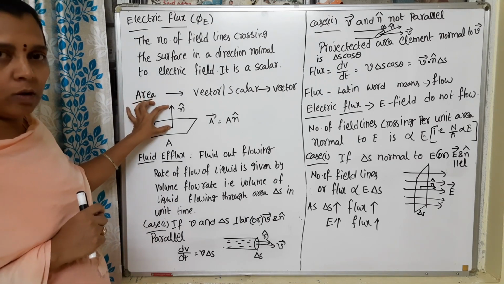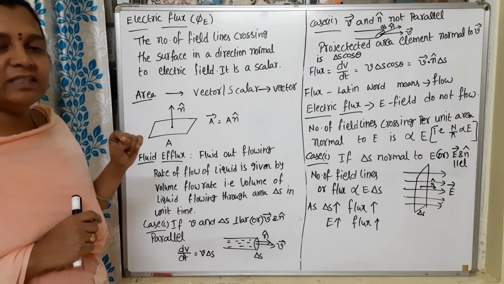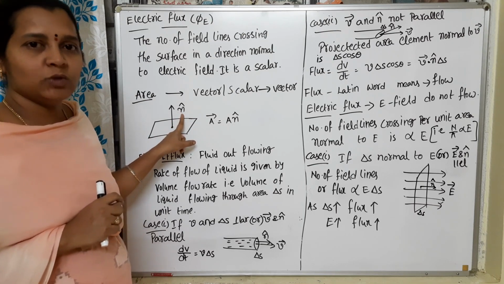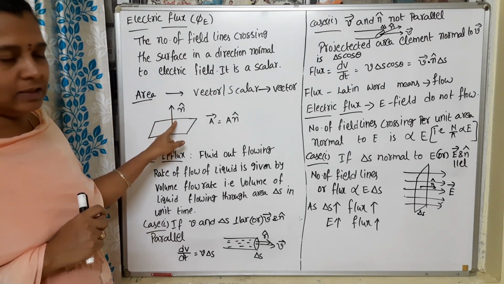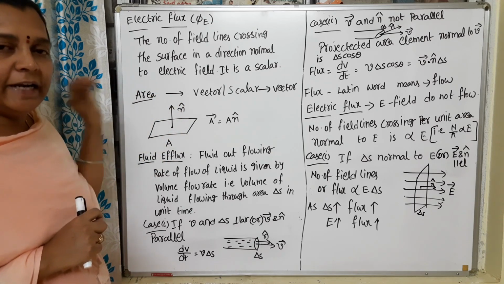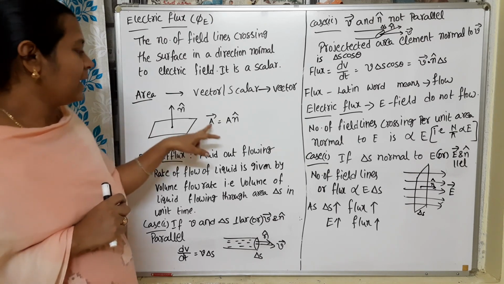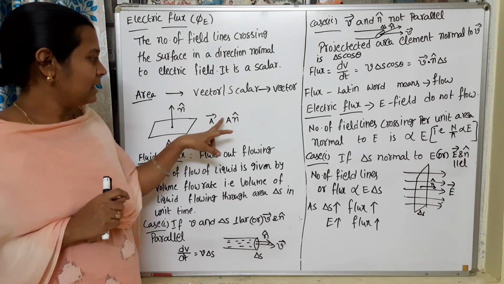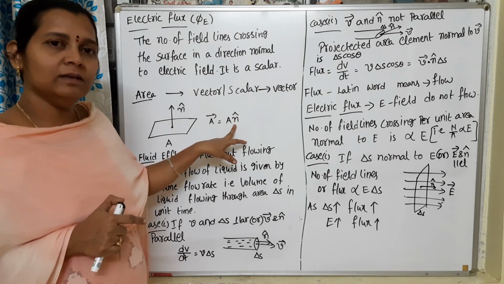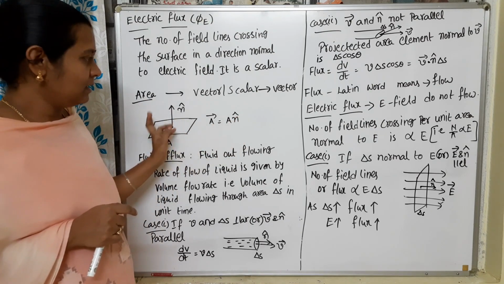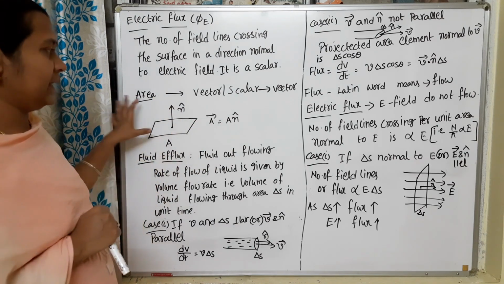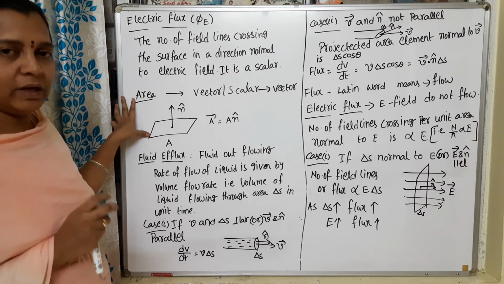So this is the normal drawn. This normal indicates the direction of the area vector. N cap means the unit vector indicating the direction of the area vector. So the area vector A bar can be written as A times n cap, where n cap is the normal drawn to the plane surface, nothing but the unit vector along the normal. So area is a vector quantity.